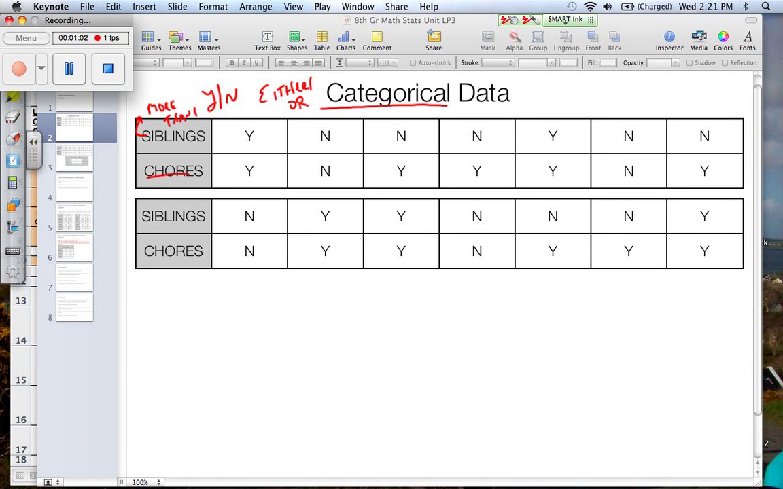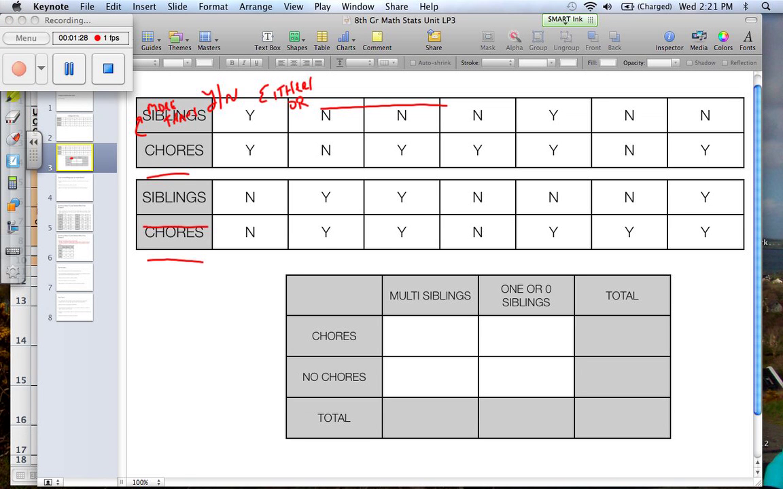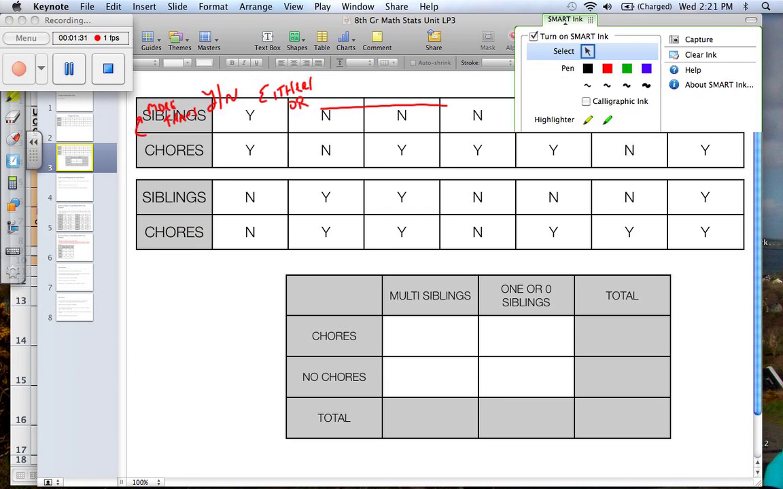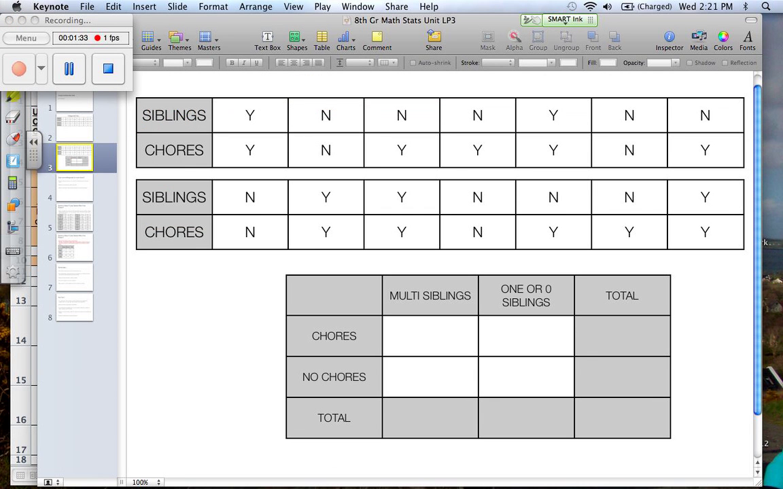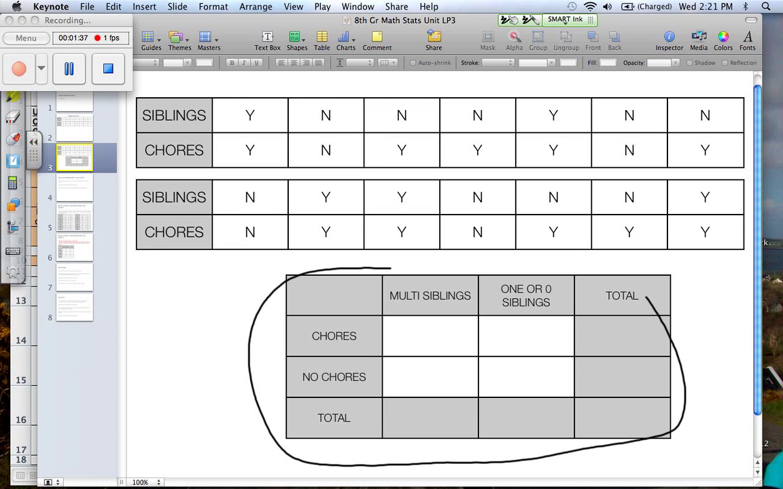Now, since my data is non-numerical, I can't use a scatter plot to analyze it. I can't use a histogram to analyze it. We also notice here that I have two variables, siblings and chores. In order to analyze categorical data that is in two variables, what I use is what we call a two-way frequency table. Now, don't get scared, it's not going to be confusing. It is simply a table where we count the frequency of each event occurring. Here's an example of a two-way frequency table for this example.